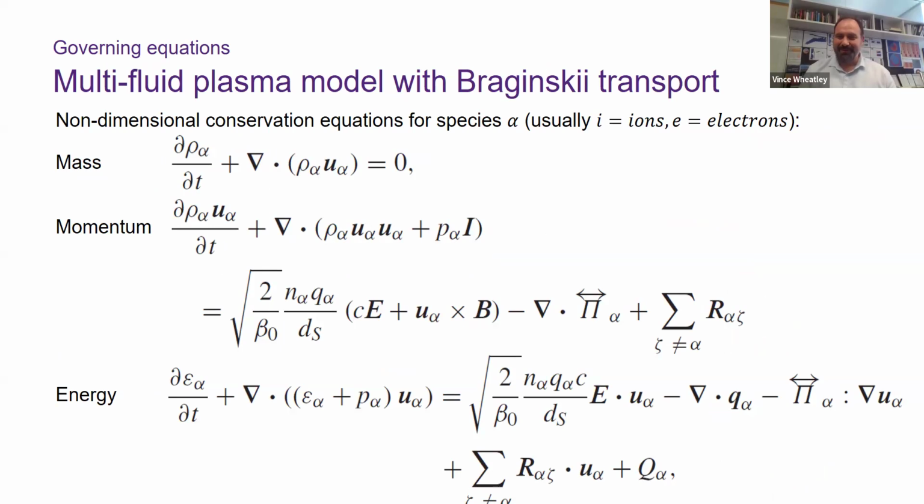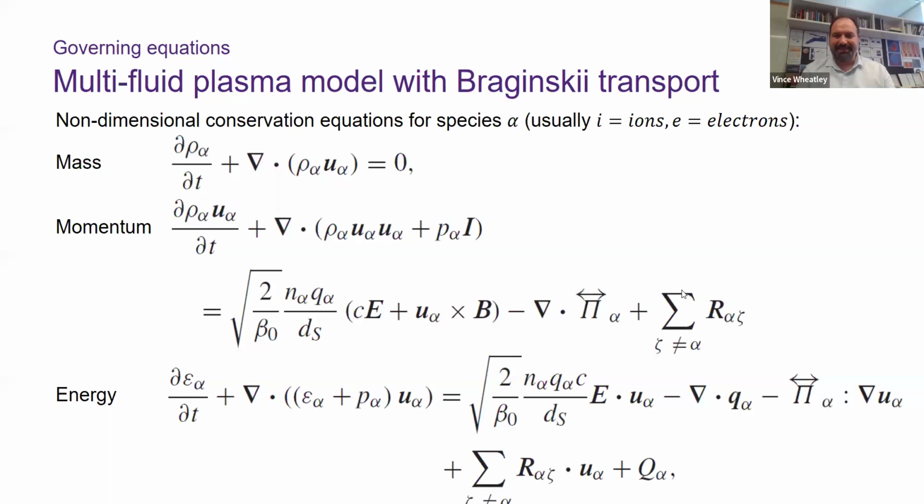So these are the conservation equations for species alpha, which could be ions or electrons. We'll drop the neutrals for now. So we've got conservation of mass, momentum, and energy for species alpha. The unfamiliar terms for the neutral fluid community: this term represents the Lorentz force on the fluid. E is the electric field, B is the magnetic field. These equations are already non-dimensionalized. Some of the parameters here: N is the number density, Q is the particle charge, d_s is a plasma length scale known as the skin depth, and beta naught is the ratio of the thermodynamic pressure to the magnetic pressure for the reference state.